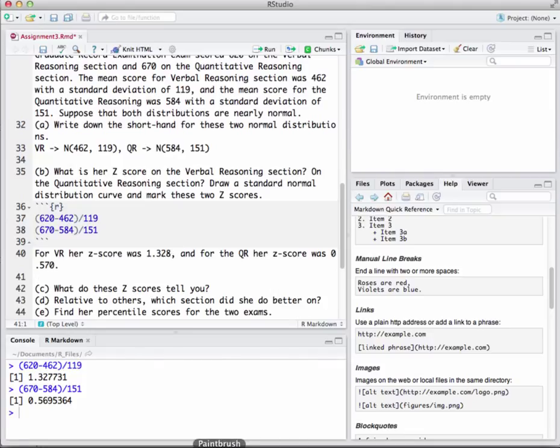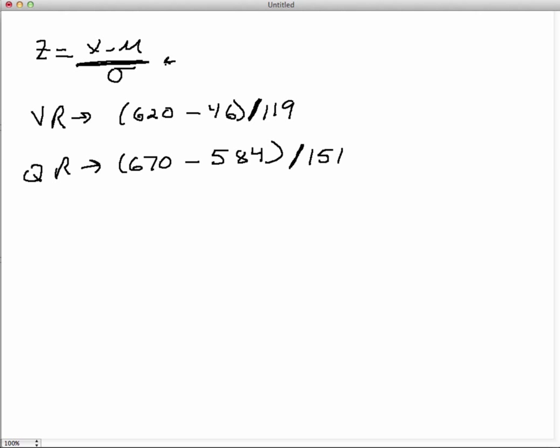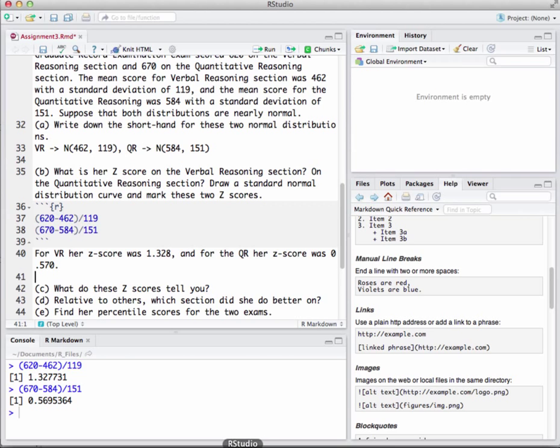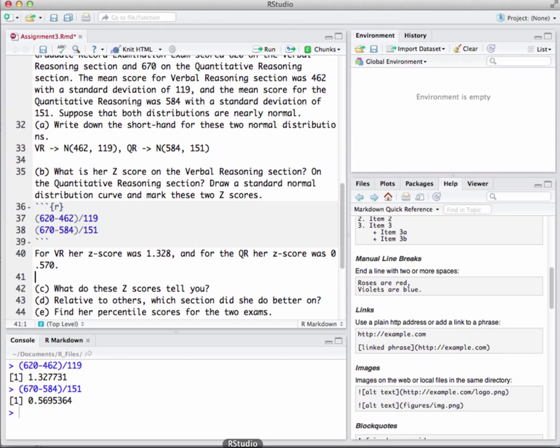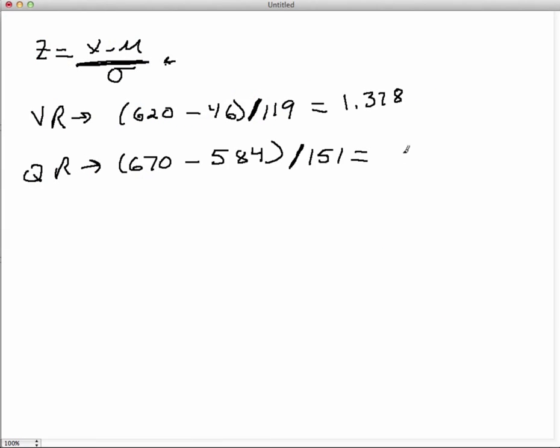All right, so let's go back over to the whiteboard for just a moment here, and let's go ahead and put in our numbers here. Me of very little memory. So let's see, what are the 2 numbers? They are 1.378. And then let's see, what do we got for the other? It's 0.570. Okay.